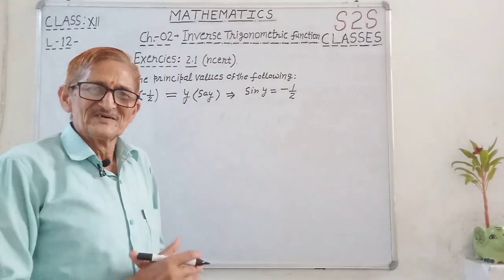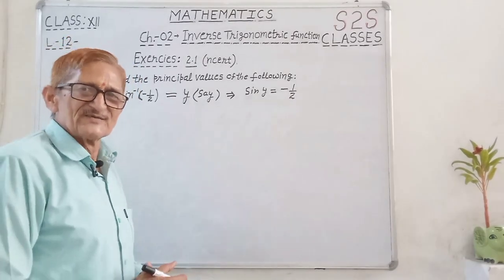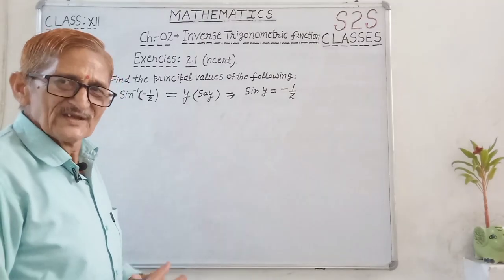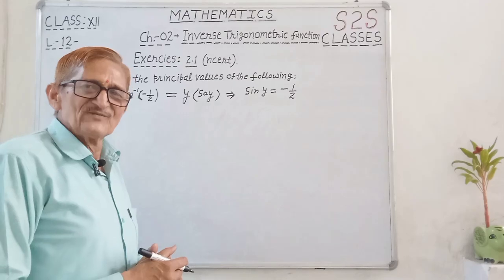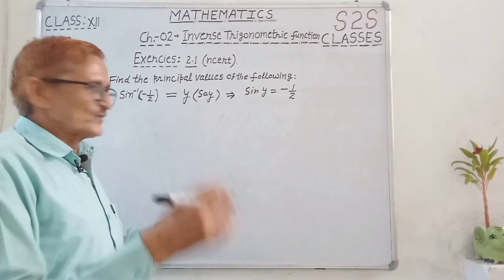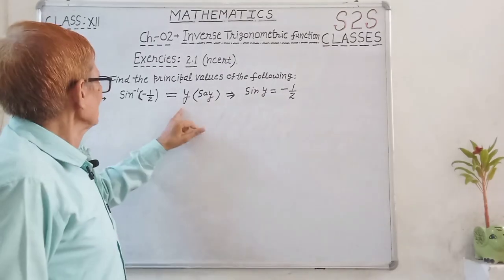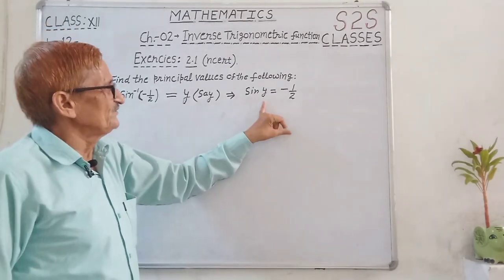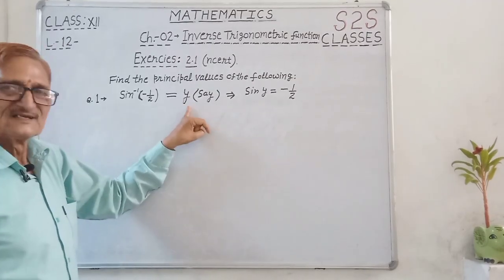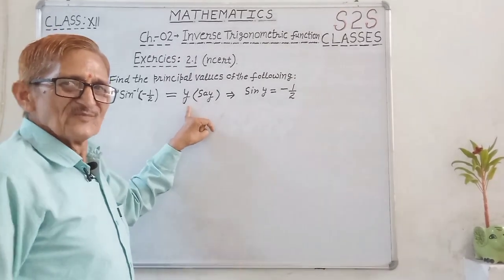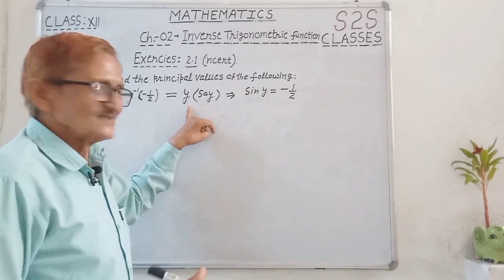In third and fourth, because in first all are positive and in second only sine is positive. So third and fourth are negative. Okay, now what is the output branch? We have to take fourth, because the output y of this inverse is in fourth. According to this, the output branch of sine inverse is minus pi by 2 to pi by 2. So it means it is in the fourth.